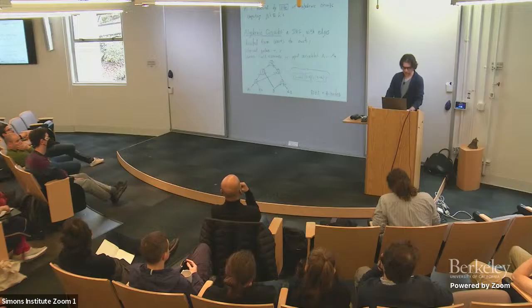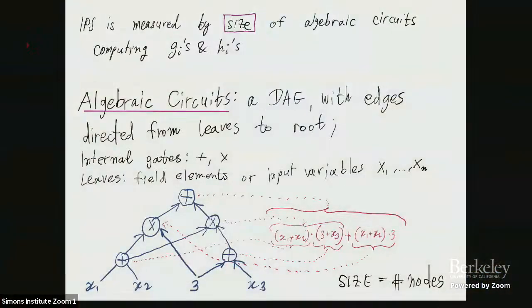Because we are going to have a lot of talks about algebraic complexity, I'm going to briefly define this. An algebraic circuit is just a directed acyclic graph with edges directed from leaves to root, such that the internal nodes are plus and times, and leaves are field elements or input variables. Each node computes the corresponding addition or product of the two polynomials in its children.